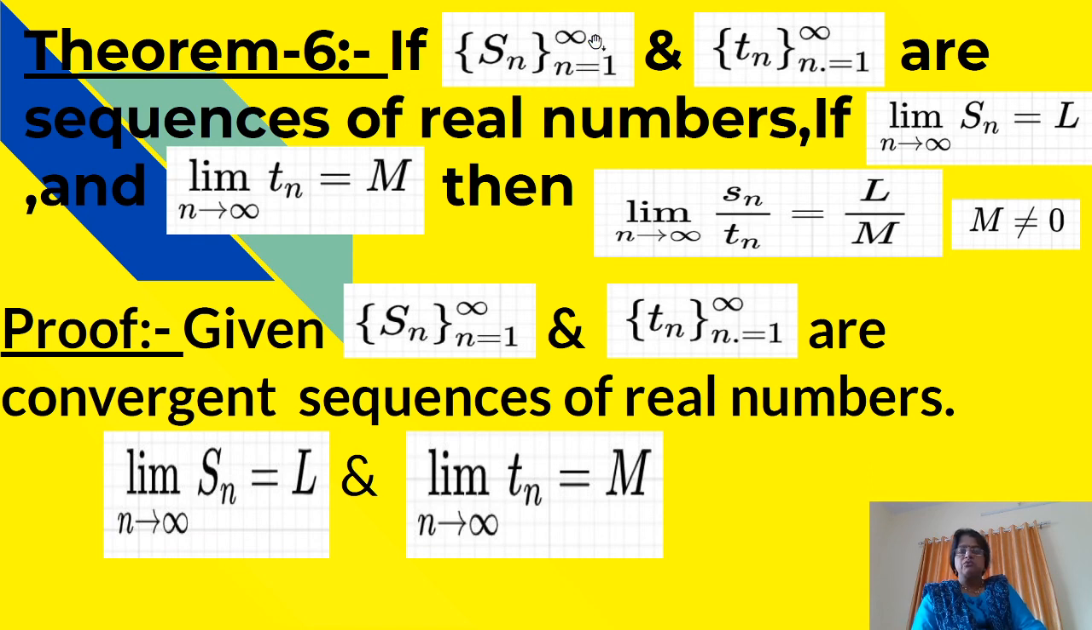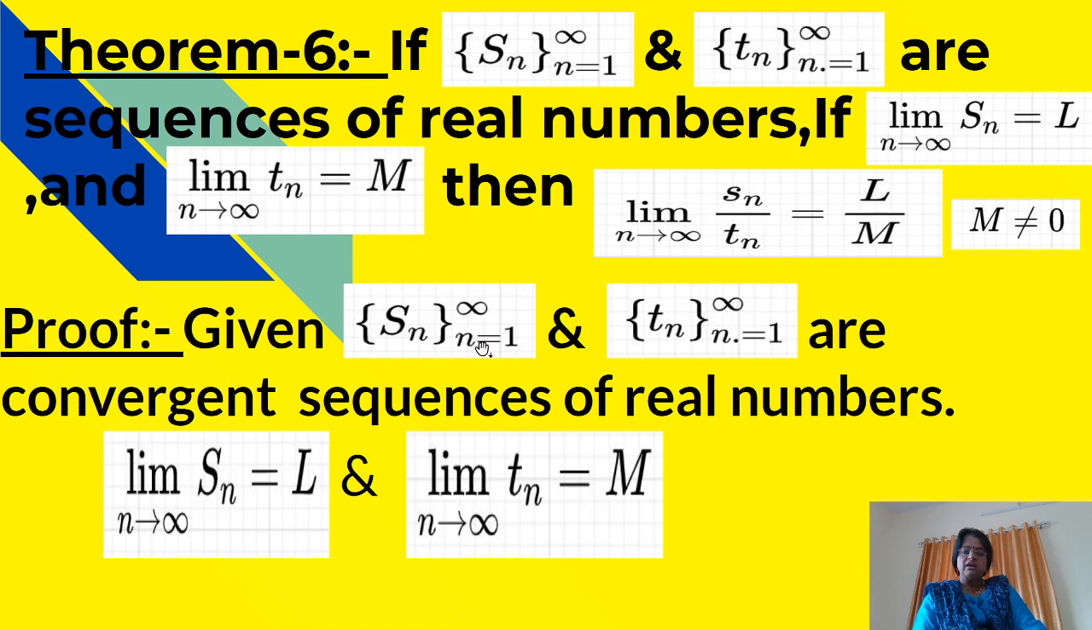Now see theorem 6. If Sn, n from 1 to infinity, and Tn, n from 1 to infinity, are sequences of real numbers, and if limit of Sn as n tends to infinity is equal to L and limit of Tn as n tends to infinity is equal to M, then limit of Sn upon Tn as n tends to infinity is equal to L upon M, where M is not equal to 0. Now see the proof of this theorem 6.